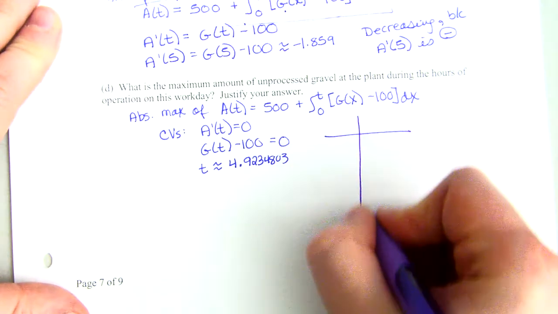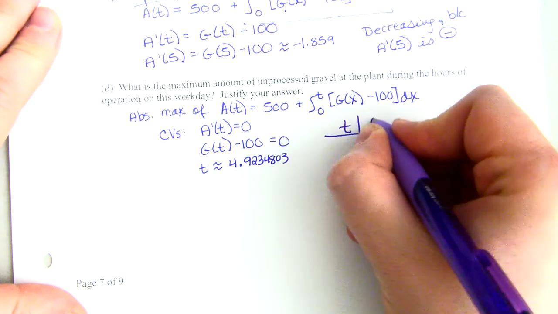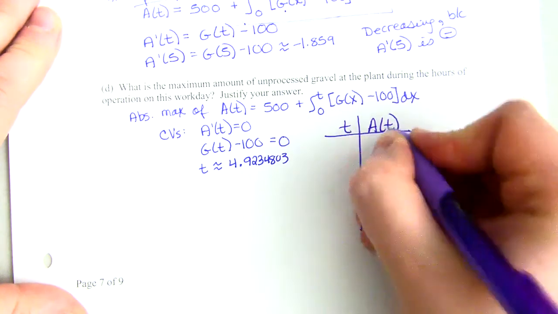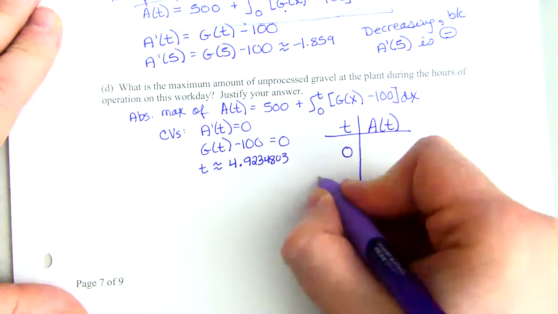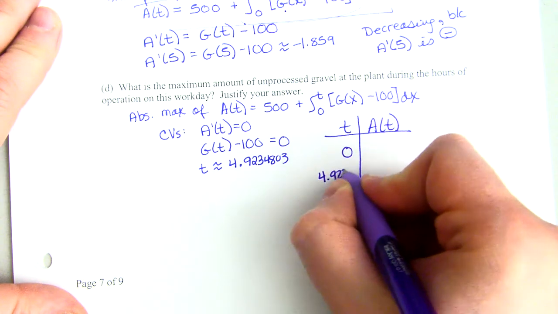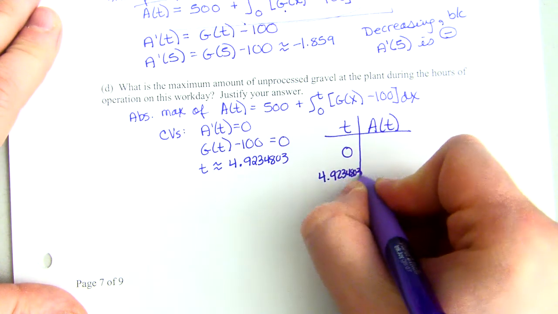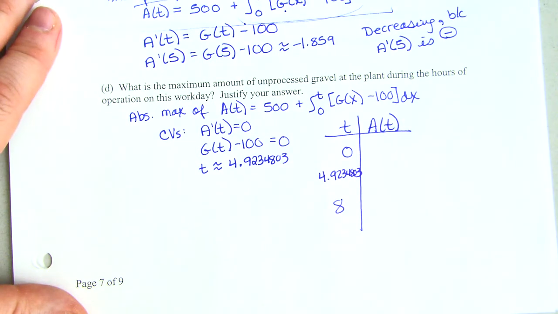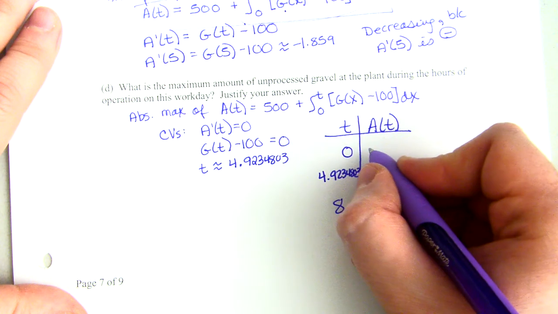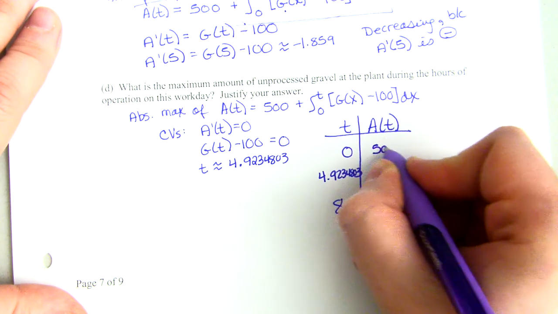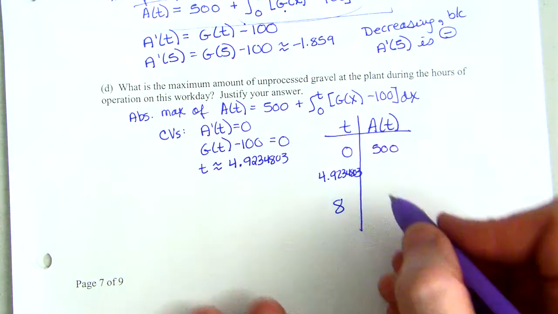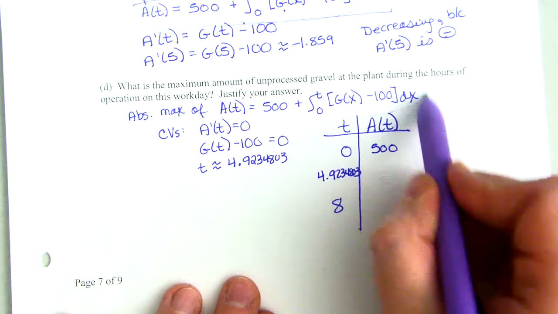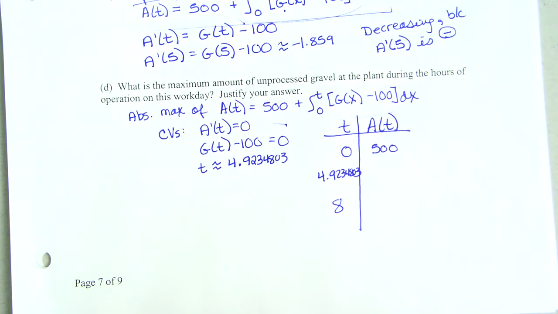Make sure when you use the candidates test, you're labeling your columns. I've got time 0, one of my endpoints, 4.9234803, and time 8. At time 0, I know how much gravel is there. I was told there was 500 tons of gravel there. But for the other two, you need to plug into your function defined by an integral.